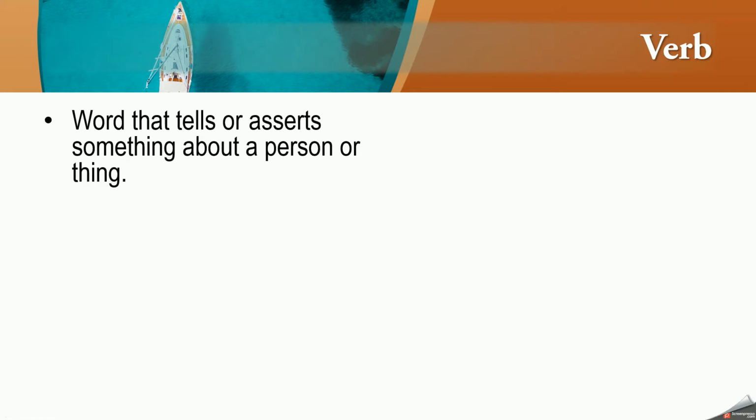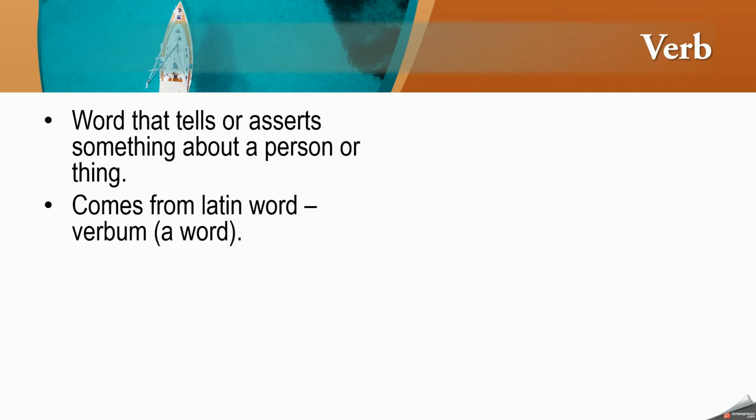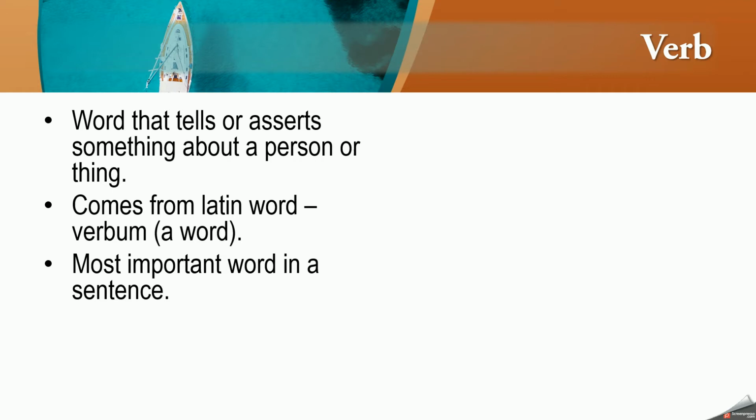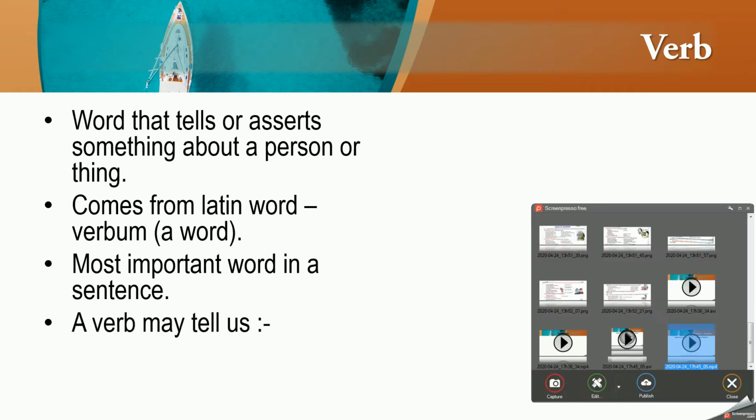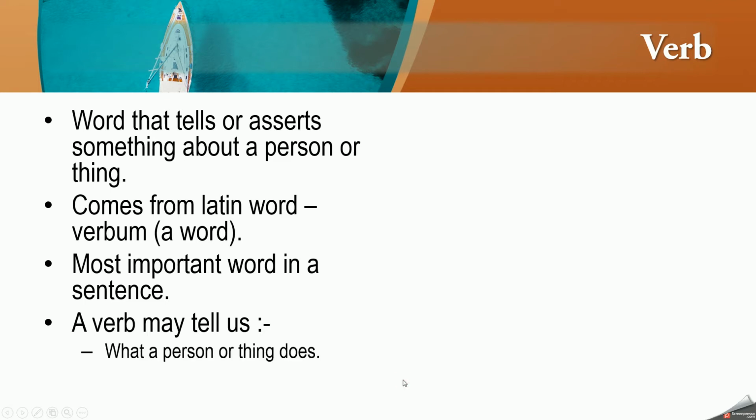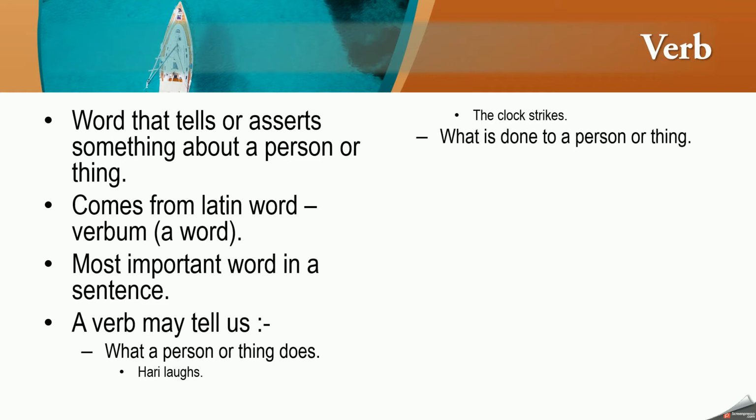Words that tell or assert something about a person or thing. The word comes from the Latin word verbum, meaning a word. It's the most important word in a sentence and it may tell us what a person or thing does, like Hari laughs, the clock strikes. What is done to a person or thing, like Hari is scolded, the window is broken.